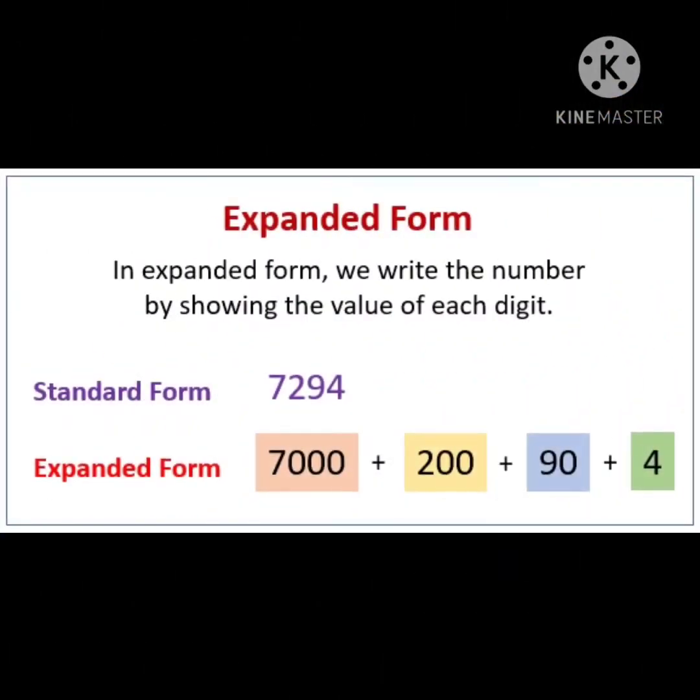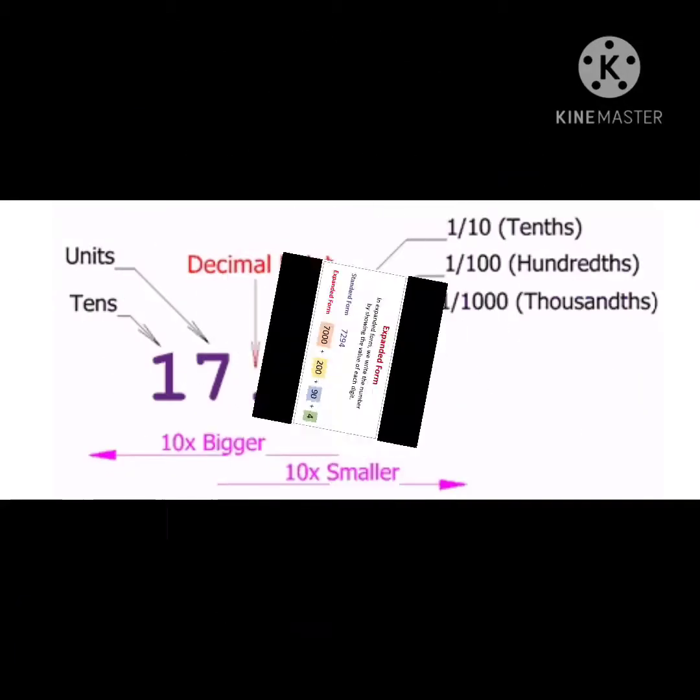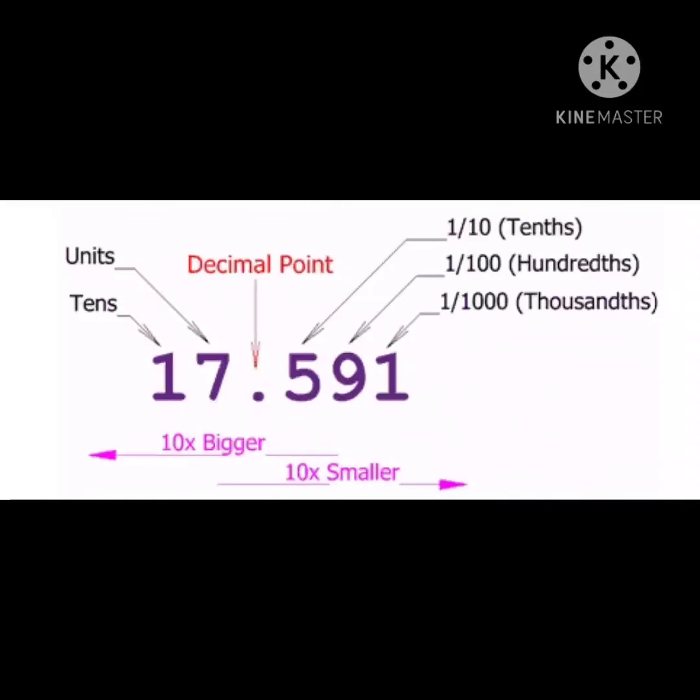So first, what is the expanded form? In expanded form, we write the number by showing the value of each digit. Already we learned exponent form in the previous classes. Expanded form, standard form. 7294, we learned writing the expanded form in the previous class. 17.591: here we should write 17 as tens place and units place. Units place means ones place. After the point, digits go 1 by tenths place, 1 by hundredths place, 1 by thousandths place.